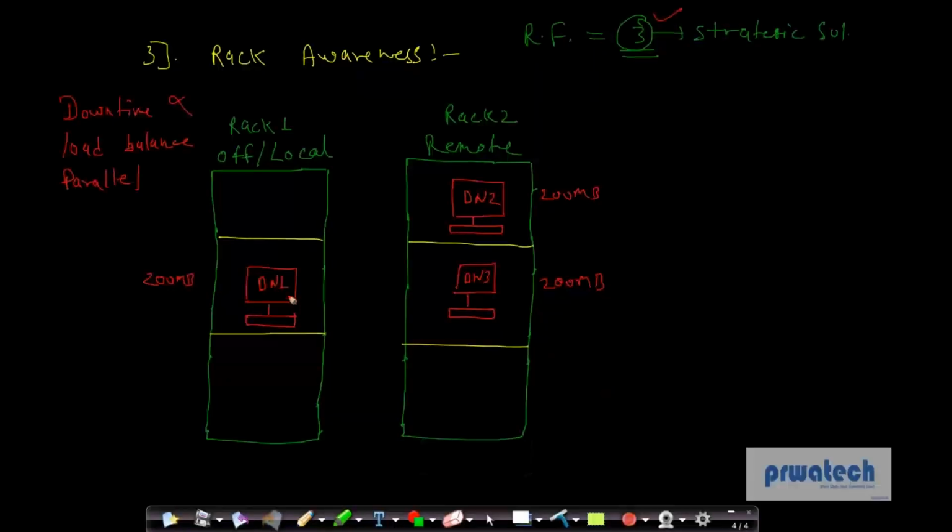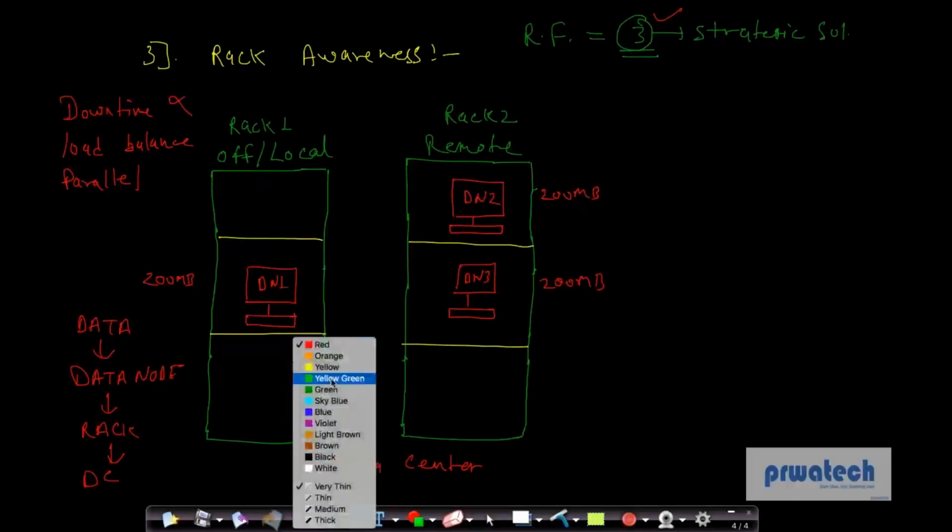Now, if I'm losing a data node or if I'm losing a rack, I have a solution. And all these racks are stored where? This is all stored in one data center. So we know this data is getting stored in the data node. Data node is getting stored in rack. That's what we said. This is my data. This is my data node. This is my rack. And rack is getting stored in the data center.